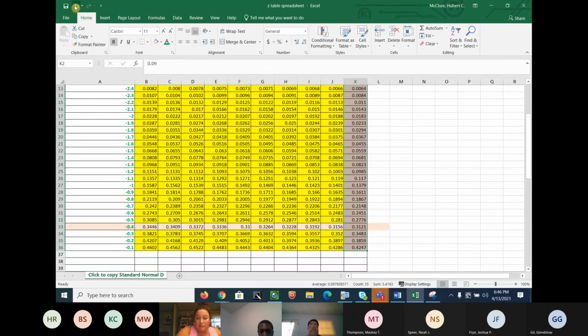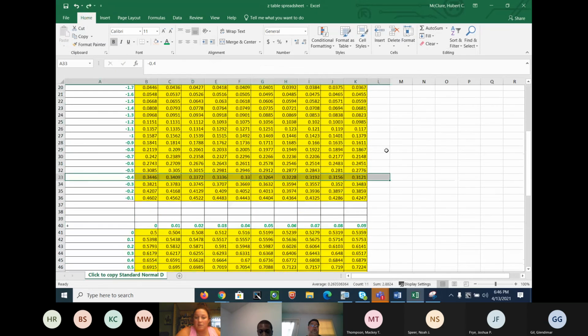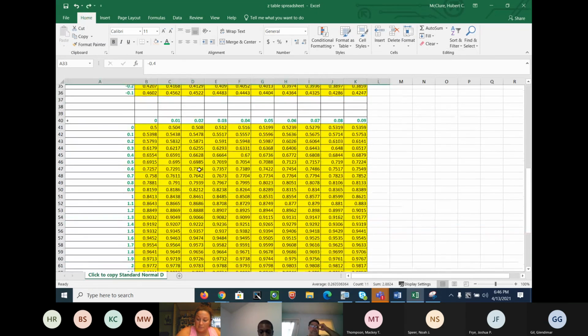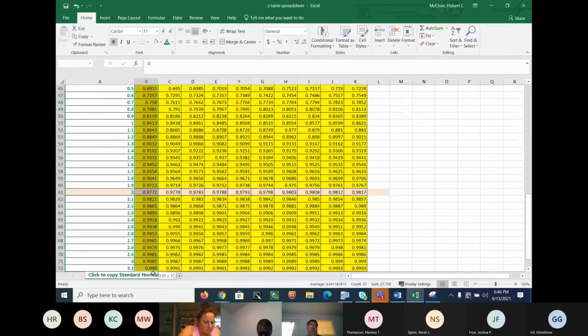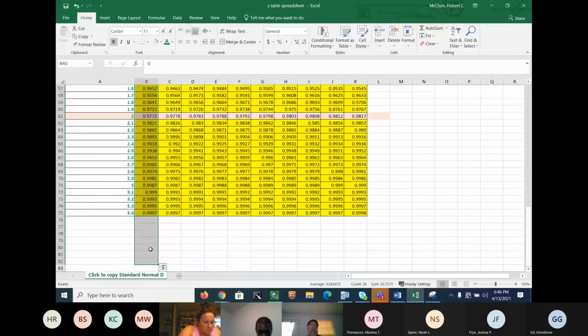So the first one's +2. Can't read the thing. How do you get 2? You get a +2. And what do you add to 2 to get 2? No, nothing. Nothing. So I go put 0 right here. And I go down. And where does it overlap? Well, it overlaps at 0.9772. Now that's +2.